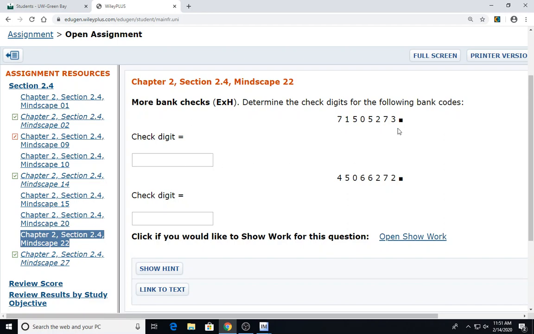I'm just going to go through one because this is a little trickier since we have that multiplication going on, and that instead of just a check digit that we multiplied by 1, our check digit here multiplies by 9. So I'll write this down. 7, 1, 5, 0, 5, 2, 7, 3, and something I don't know.